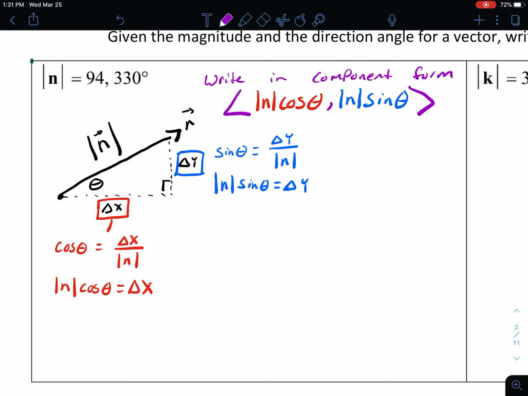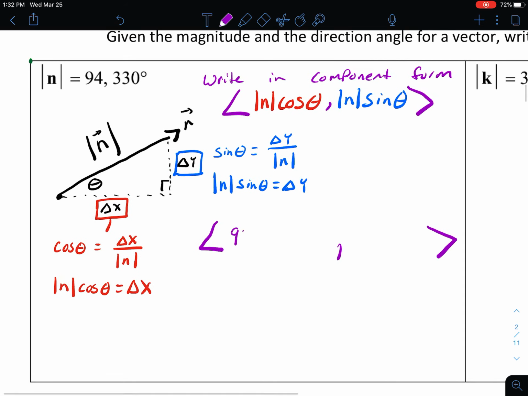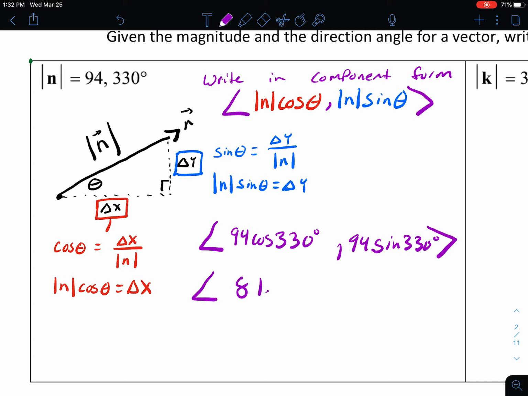All right, so this is actually relatively simple here to get our answer. So all we have to do is type into our calculator, and we get our answer. So our magnitude is 94, and the angle is 330. So I would just say that the x component is 94 times cosine of 330, and the y component would be 94 times sine of 330. I don't have to do anything else other than put that in my calculator. So 94 cosine 330 gives me an x component of 81.41, and the y component is negative 47.